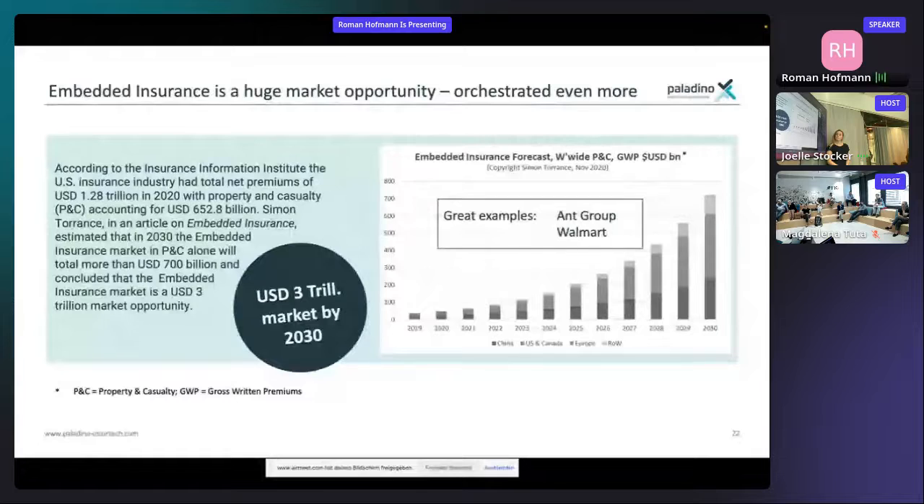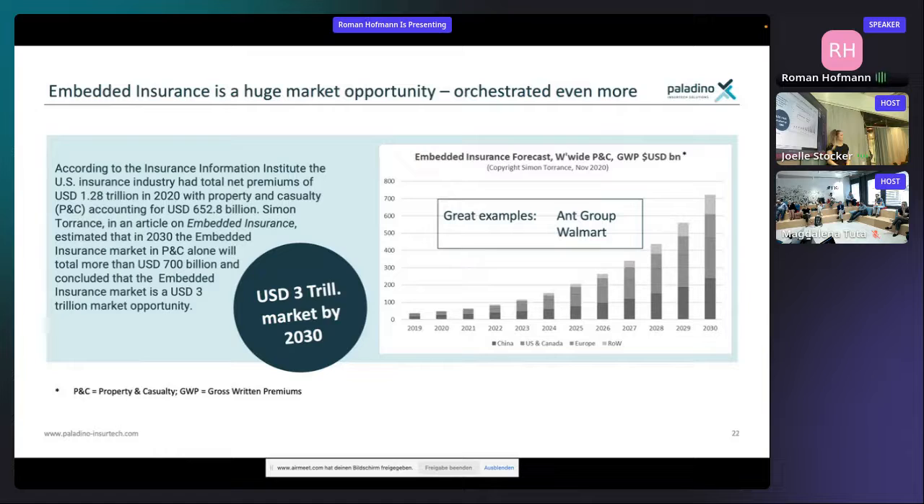And as a last slide, maybe some of you have seen the first study, because the second one you have to pay for. It's from Simon Torrance, when he published, I think about a year ago or even more, those figures on what embedded insurance might be in the future. He was talking about a $3 trillion premiums market in the next 10 years. I think it will be more.